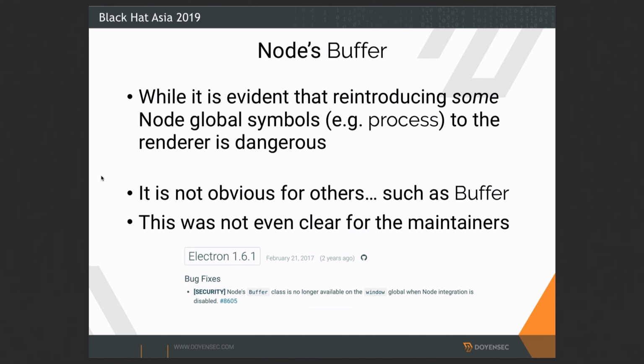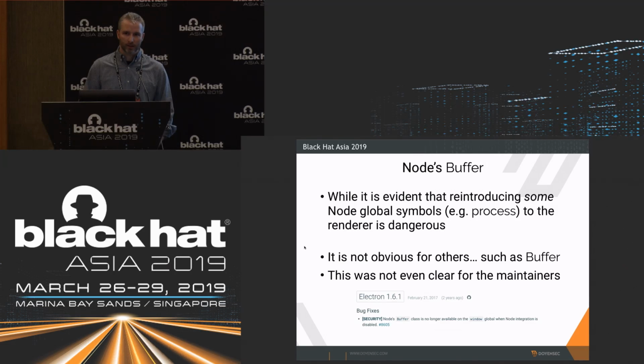Even the Electron maintainers were exposing by default Buffer, and I'm talking about Node Buffer, to the window object, even when node integration was disabled, and this was used as a node integration bypass. So the first thing that can go wrong in the preload is that you should not reintroduce Node.js primitives. Again, obvious for certain modules, less obvious for others. So every time you introduce something, really take the time to figure out the implications of that.